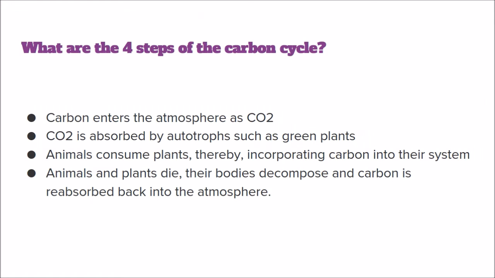What are the 4 steps of the carbon cycle? 1. Carbon enters the atmosphere as carbon dioxide. 2. Carbon dioxide is absorbed by autotrophs such as green plants. 3. Animals consume plants, thereby incorporating carbon into their system. 4. Animals and plants die, their bodies decompose, and carbon is reabsorbed back into the atmosphere.